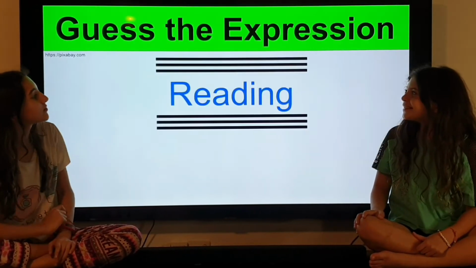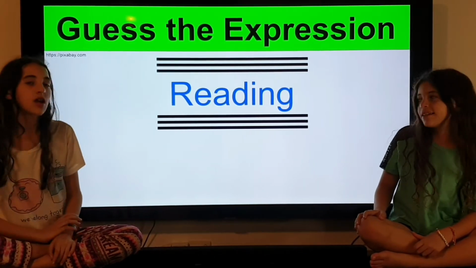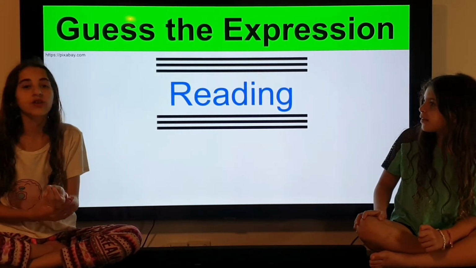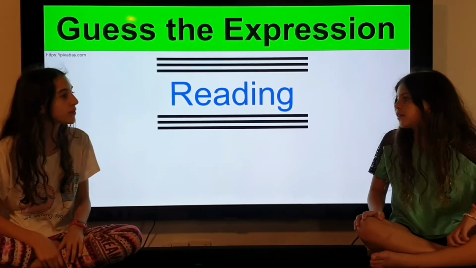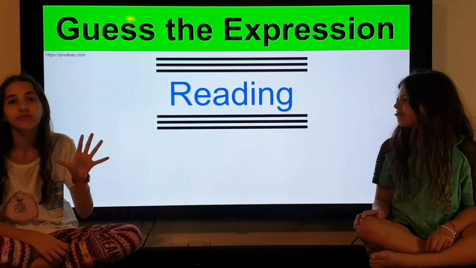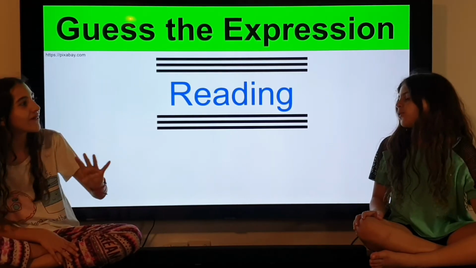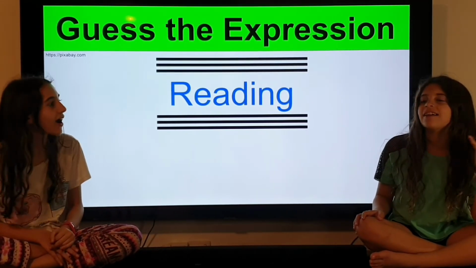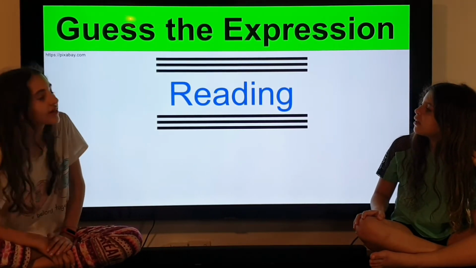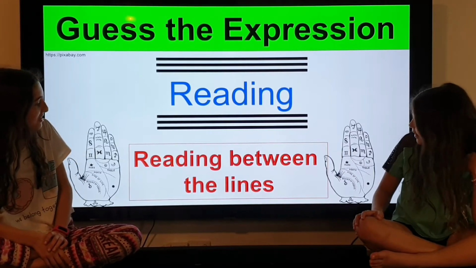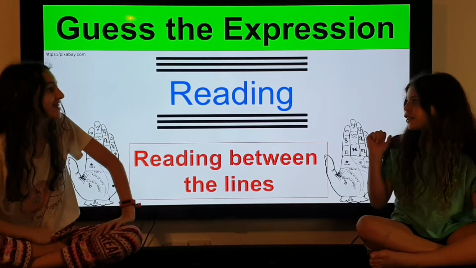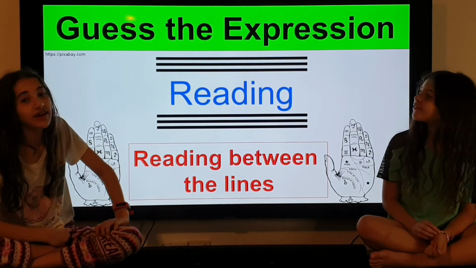Next question. Guess the expression. So we have like a sandwich of pictures and words. I think I've got this one. This one's an expression. Okay, well, I think I've got this one. I'm not really sure, actually. 5, 4, 3, 2, 1. I think it's reading between lines or something like that. Let's see. Reading between the lines. I said reading between lines, but it's okay. So, yes! That one was hard. Yeah, these are really hard.